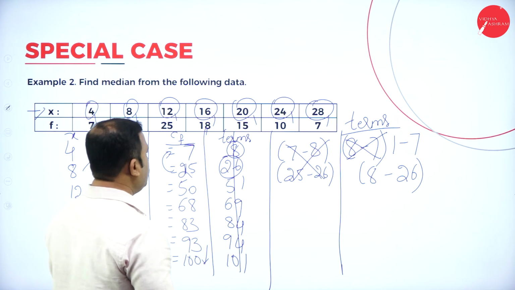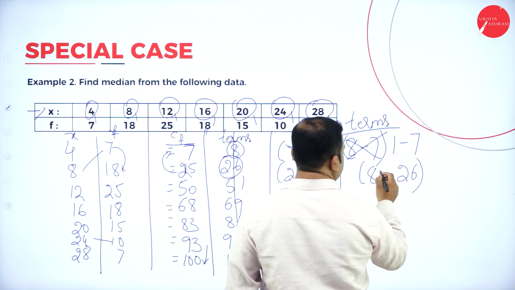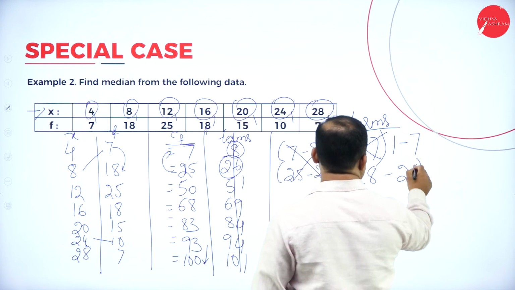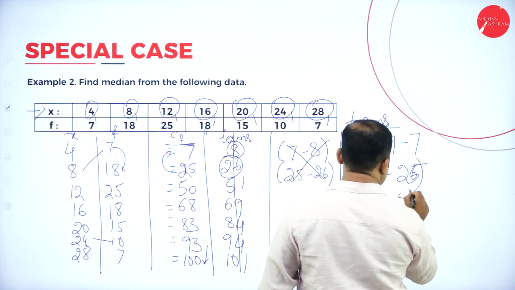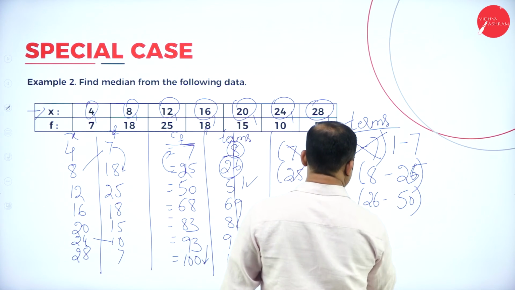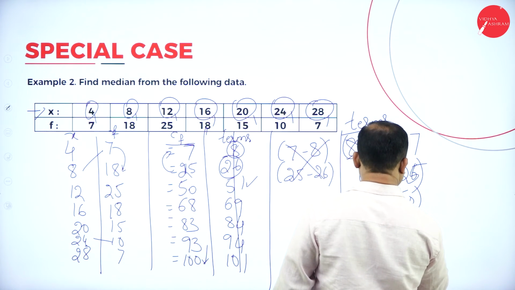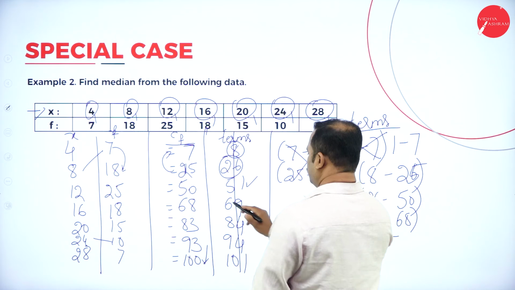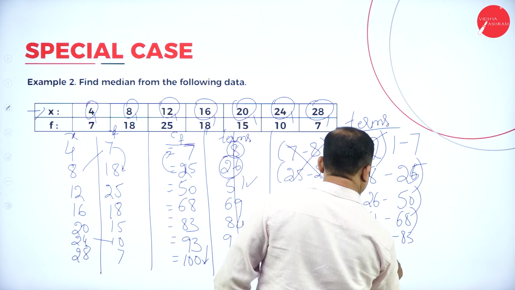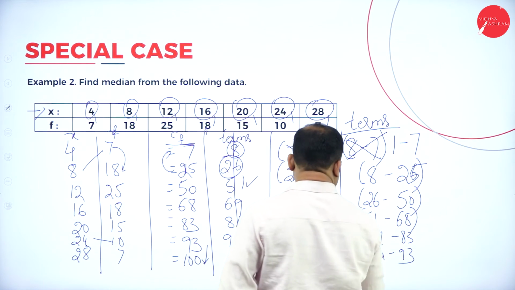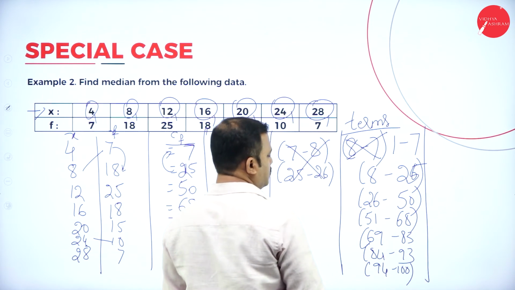So if that is the case, we have the term which is equal to 1 to 4. That is 1 to 7. 8 to 25. We have the values like this. 8 to 25. Then 26 to 50. 51 begins here. 51 to 68 we have. Then 69 to 83. 84 to 93. 94 to 100. So these are the terms I have here.